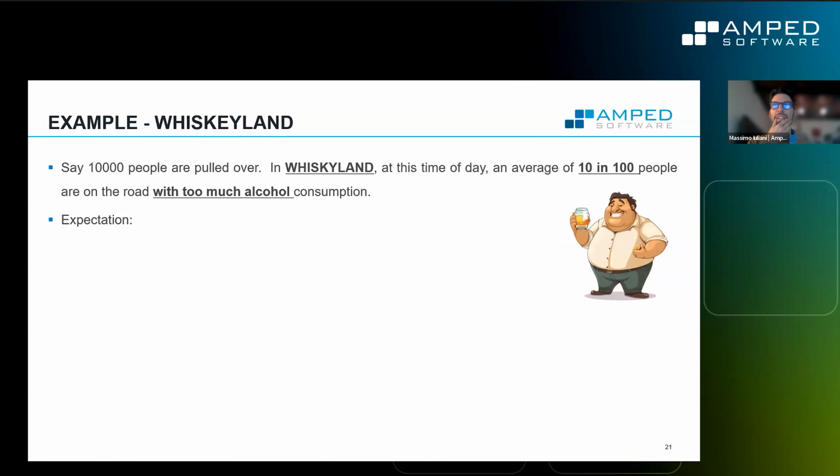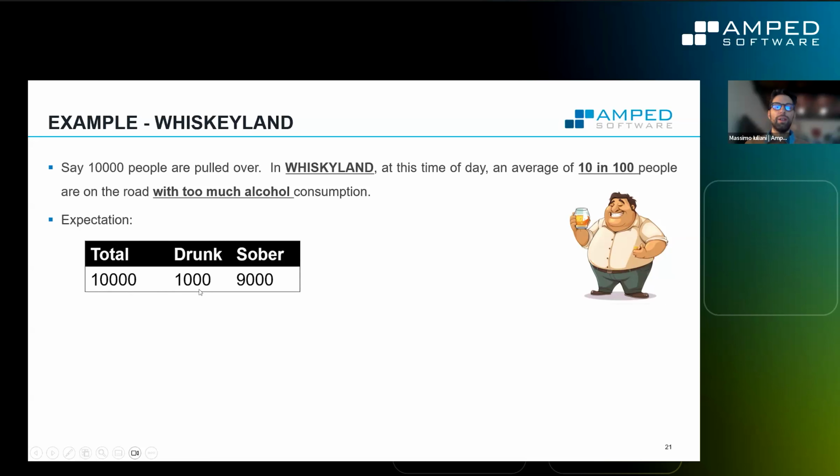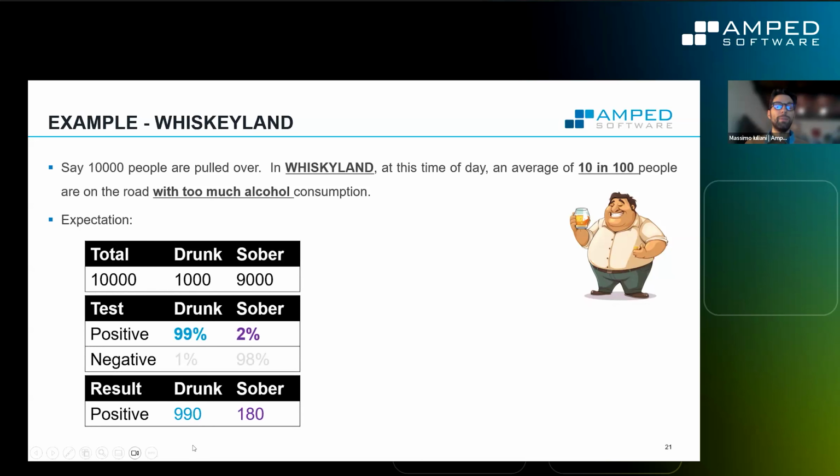Let's make the same test in Whiskeyland. In Whiskeyland, I stopped the same number of people, just to make the example easy. But in Whiskeyland, people are drinking much more. So we have 10% of the people on the road with too much alcohol. So what we expect in this case is 1,000 drunk people, because it's 10%, and the remaining are sober. I apply exactly the same tool. So 99% of the drunk people are found as positive. So I get 990 positives, but also 180 positives coming from the sober. So altogether, there are more than 1,000 positives.